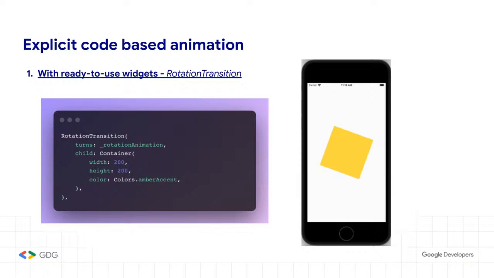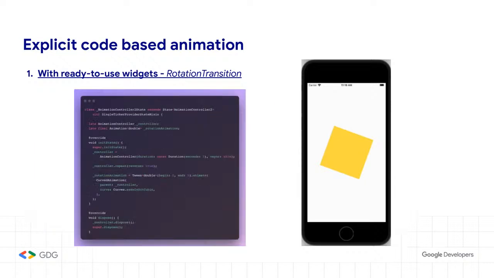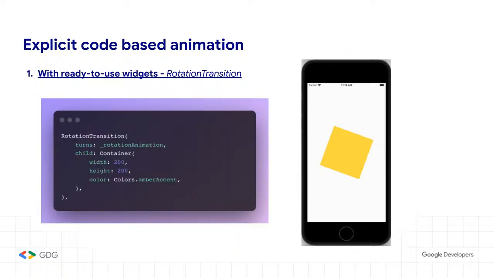So you will notice here that I've used a container widget that is wrapped with the Foo transition widget, which in this case is a rotation transition. What this will do is rotate the container and it will keep on rotating. It will repeat itself because here I have told that the controller should be repeating itself. So it will keep on rotating until the user manually stops it.